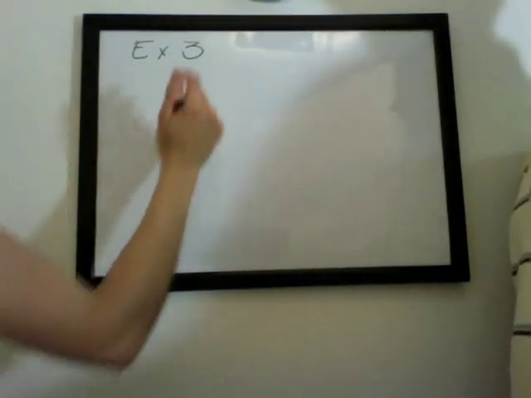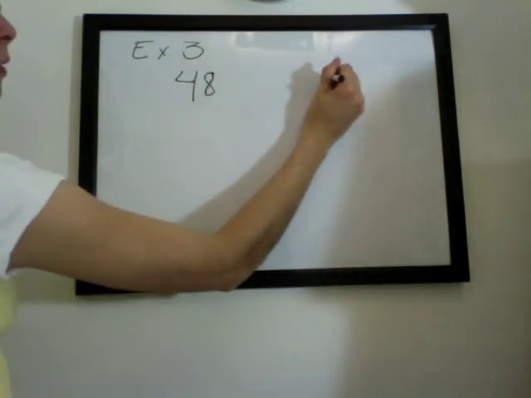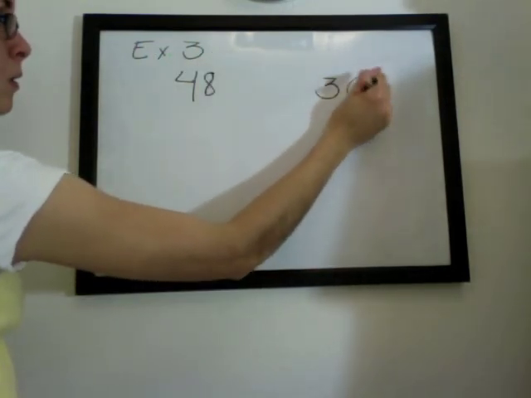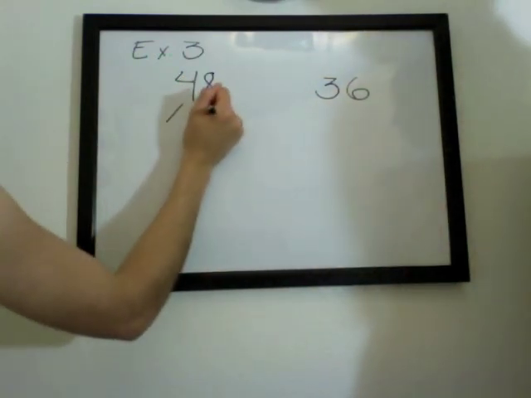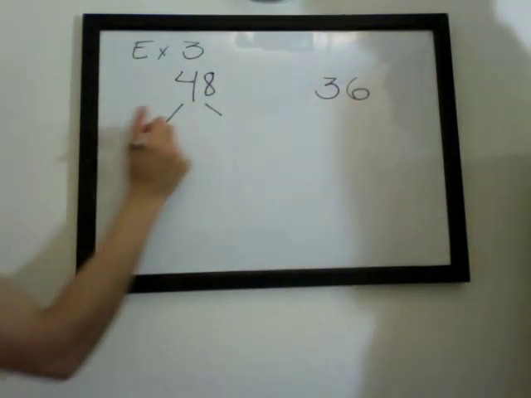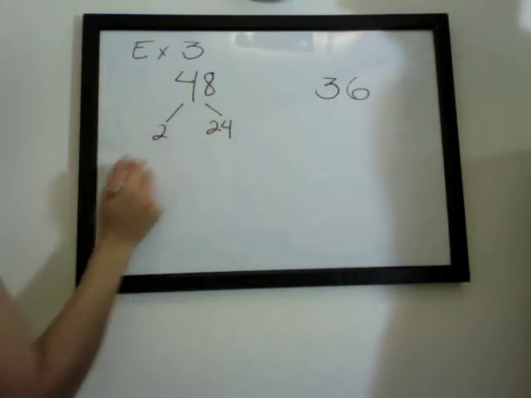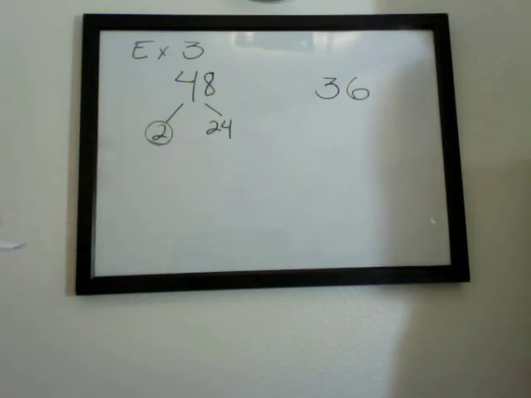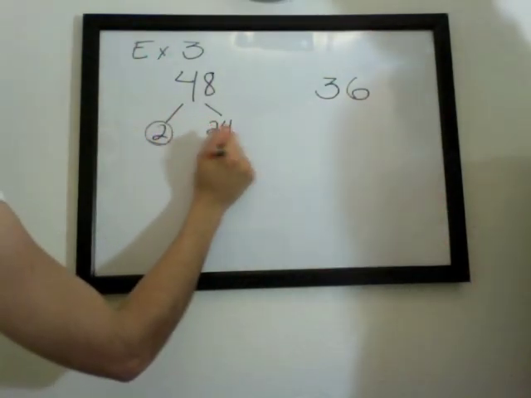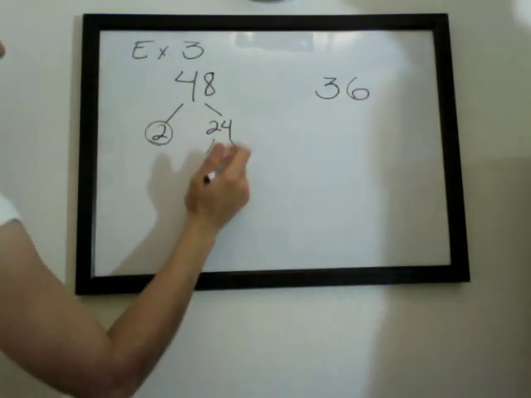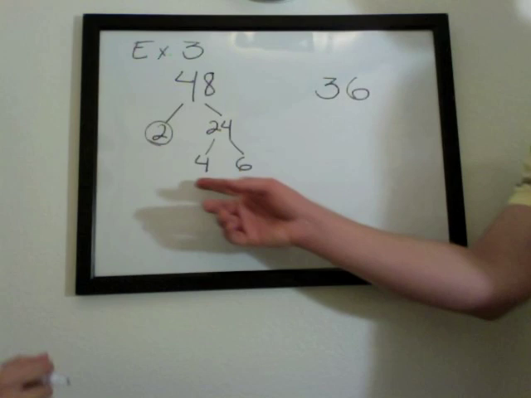Okay, we're going to look at 48 and 36. Okay, let's break up 48. If you divide 48 by 2, you get 24. And 2 is a prime. Now, we're going to need to break up 24. What two numbers can break it up? I'd say 4 and 6. Now, neither of those are prime, so we need to break up 4 and 6.